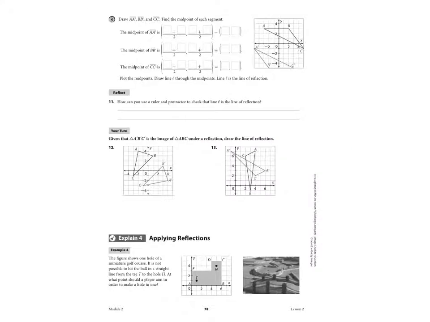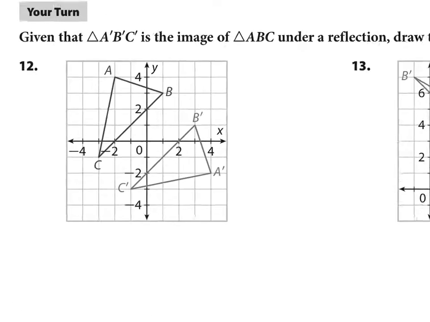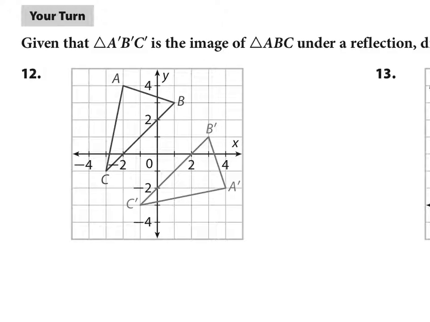So if you turn the page and you look at 12, okay, it says draw the line of reflection. Well, what do we know about the line of reflection? Well, it's in between, isn't it? It's in between B and B prime. It's right smack in the middle of A and A prime, and C prime. So what I want to do is find midpoint, okay? So the midpoint of B, B prime, line segment.